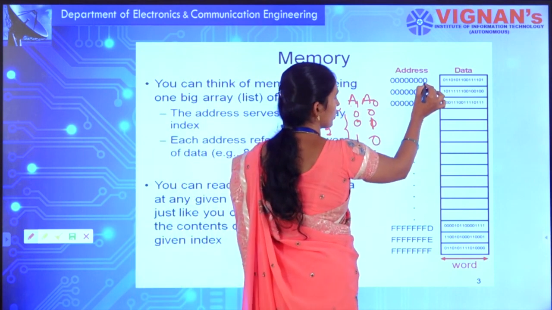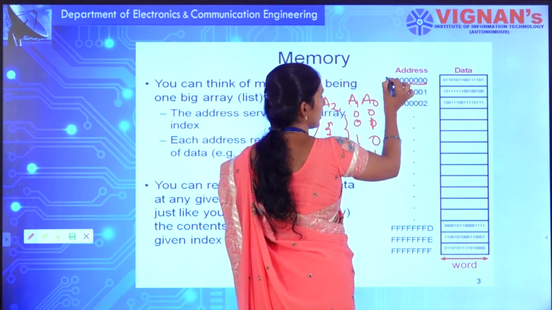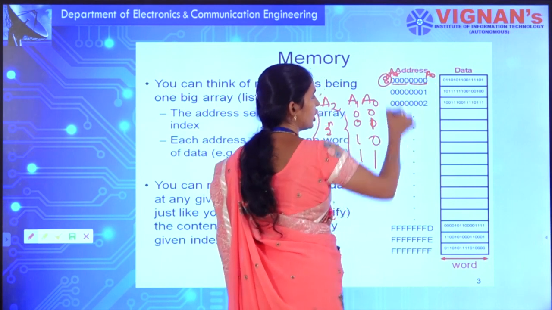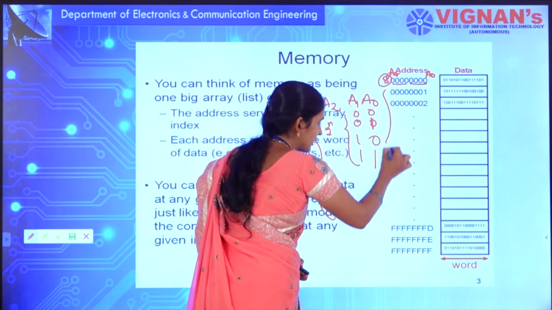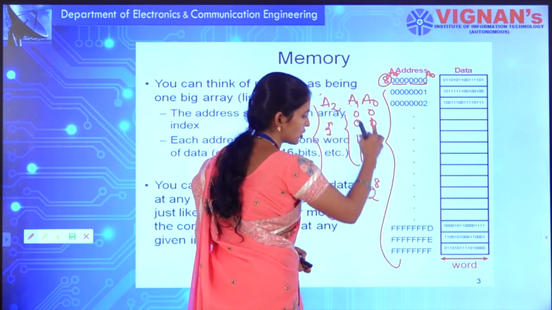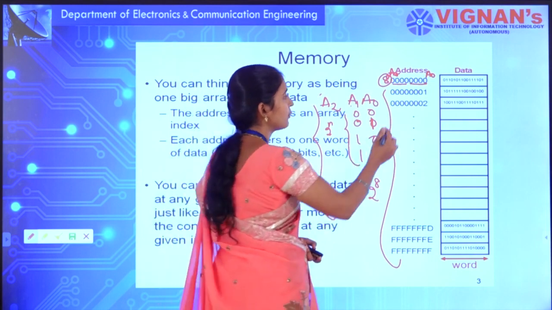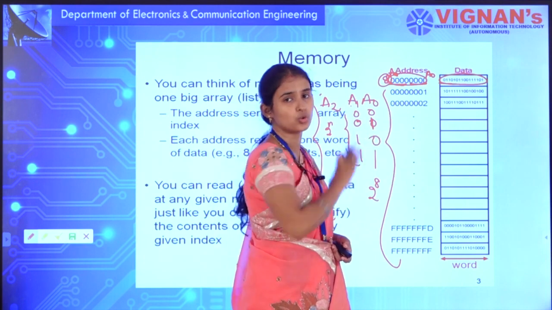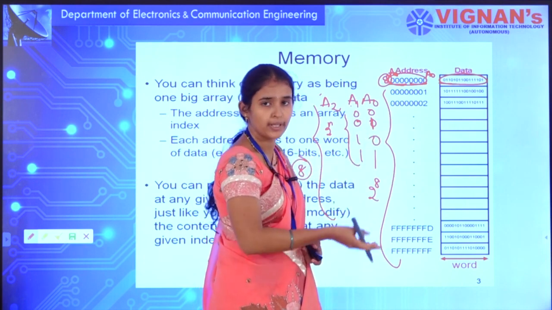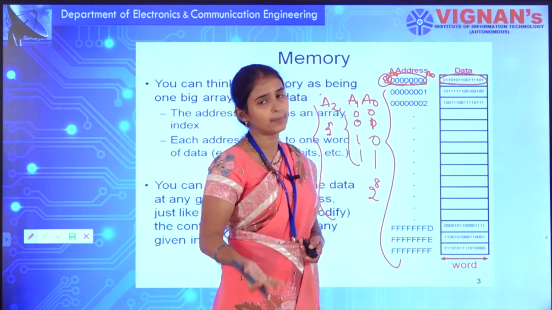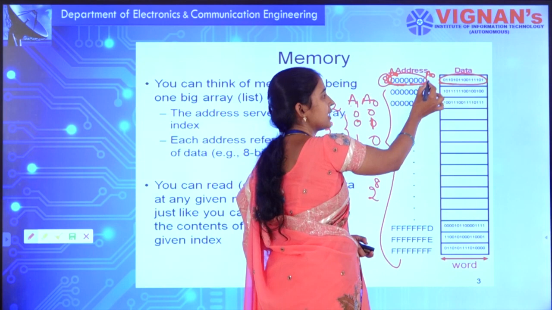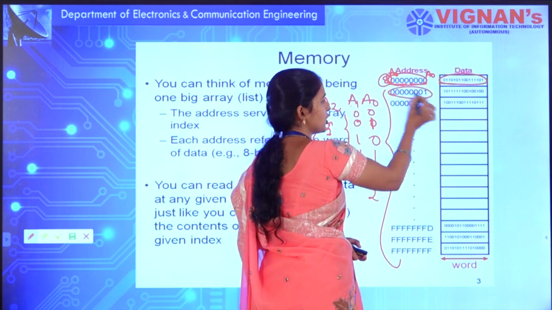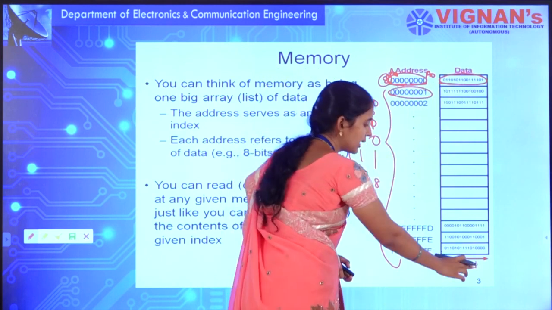See here, this is your 8 address lines, starting from A0 to A7. You will be having 2 power 8 address locations. At the same time, in each address you will be having some data. Data is being stored. It may be 4 bit, or 8 bit, or 16 bit, or 32 bit. That means in this address location I am storing some data. Again, in this address location I am storing some 8 bit data. So 8 bit data is called one word.